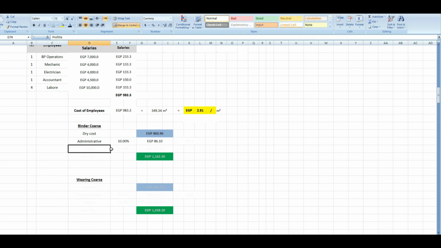We have a profit. If we are going to compete in the tender, we have to use this number only. This number is the sum of the dry cost plus administrative, and this is the number, cost of asphalt at the batch plant, that can be used in cost analysis in the tender. This is my recommendation. If not, we can add profit.